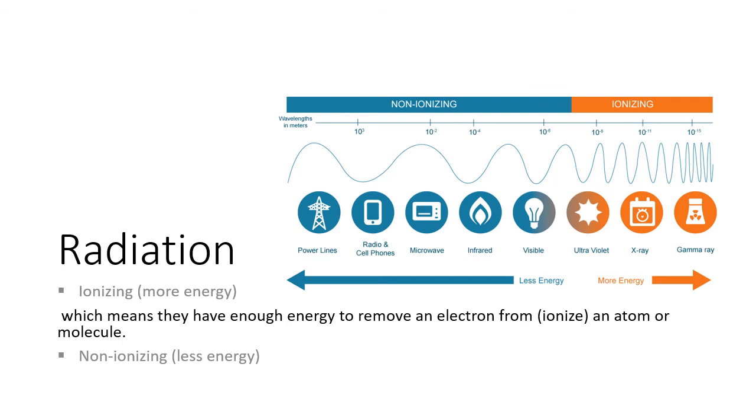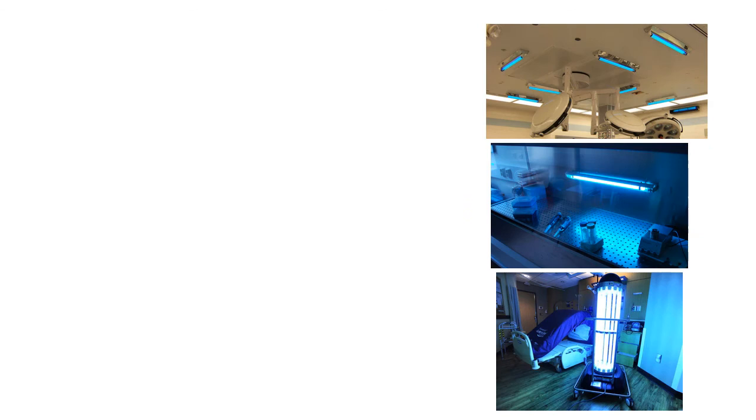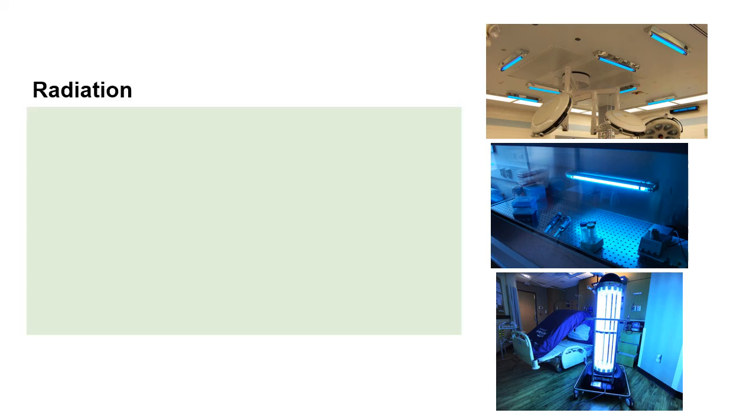So for example, ultraviolet light here that we are concerned about produces more energy, and it's ionizing because it can remove a molecule. In the next slide, we are going to take more examples. So this is what you see in the hospital sometimes. We have this ultraviolet light, and this is a form of radiation that we use as a sterilization technique. So how does this work?